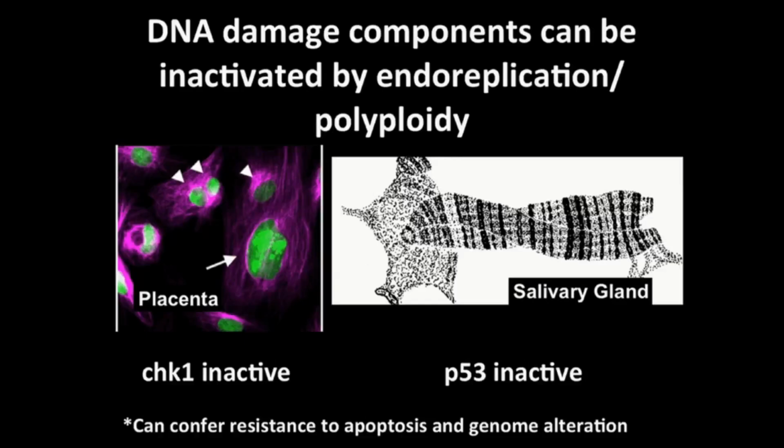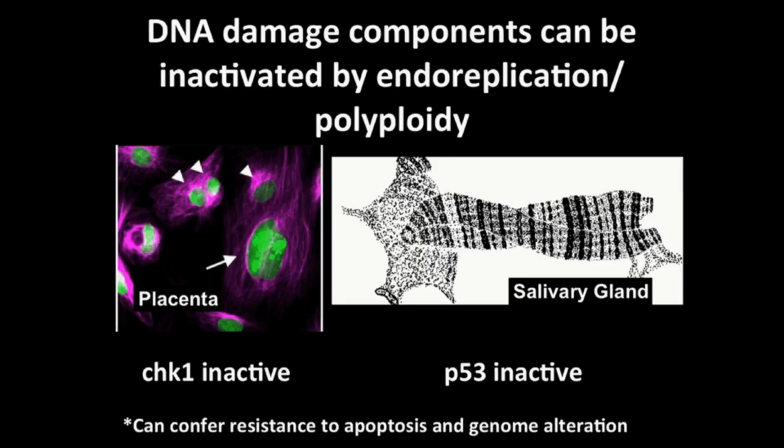Now, where polyploidy counteracts this is that we've found that in diverse cases, including in cancer tissue, the DNA damage response can be inactivated. For instance, in the placenta, CHEK1 is appreciated to be inactive. In the salivary glands of fruit flies, p53 has been inactive. And these findings have been found also in cases of viral infection, where polyploidy will occur.